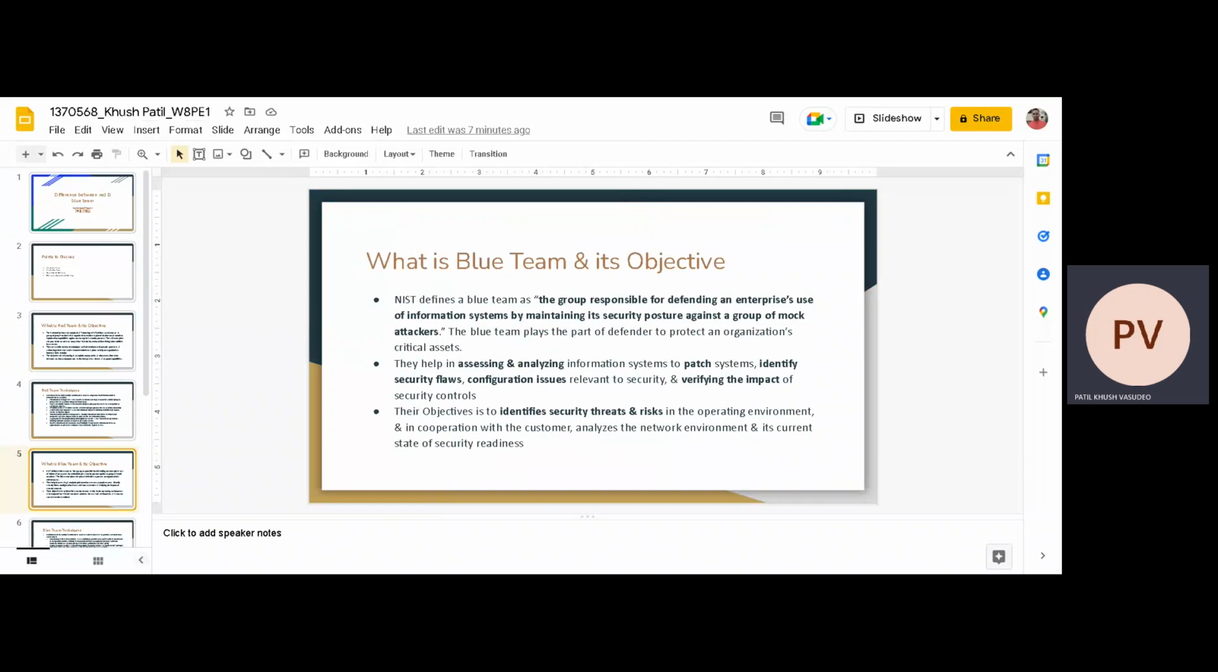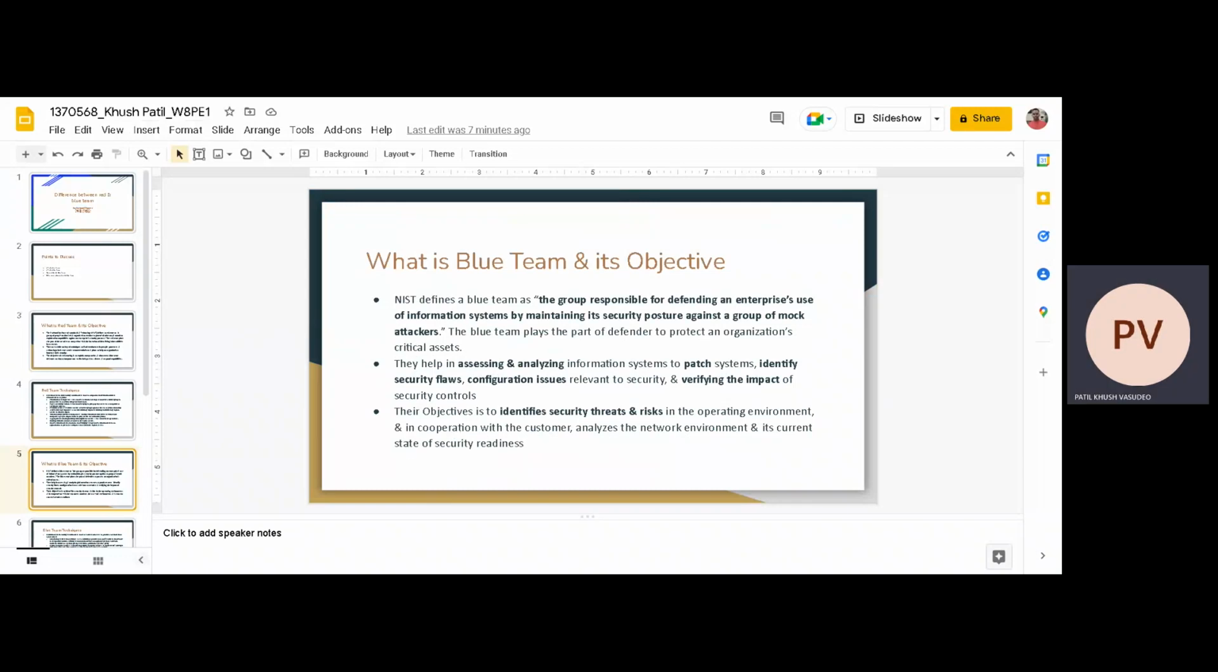They identify the security flaws, rectify those security flaws, and configure issues relevant to security, that means any issues related to privilege access or something like that, and verify the impact of the security controls. Basically, they have set up some mechanisms and verify whether the mechanisms are working and how good they are against attacks.